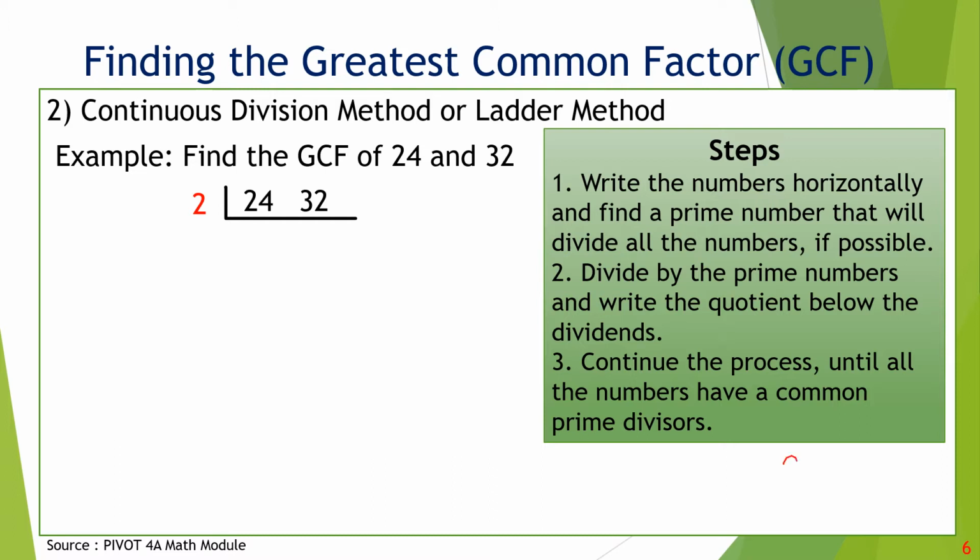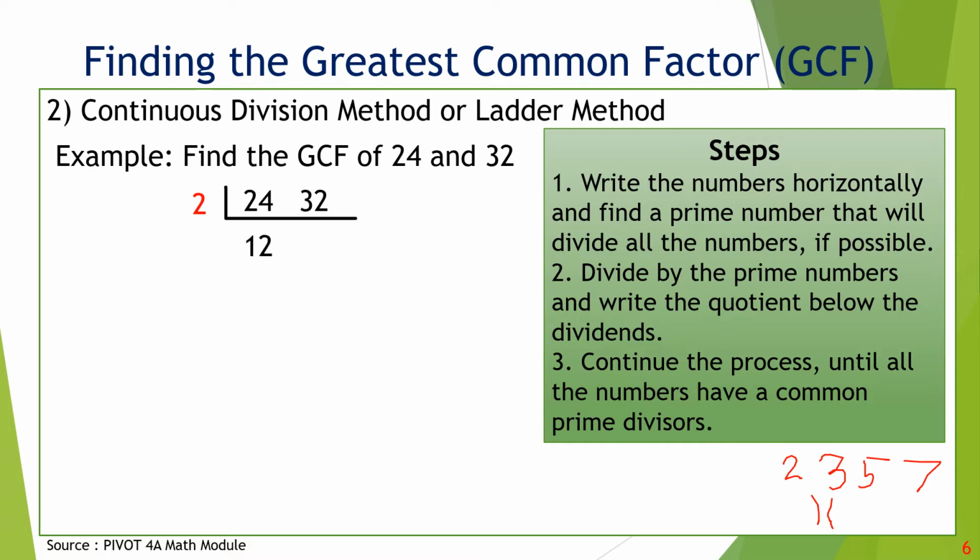So, 2, 3, 5, 7, and 11. So, ito po yung first 5 prime numbers na pwede natin gamitin divisors. So, since ang 24 and 32 ay both divisible by 2, so i-divide po natin siya sa 2.